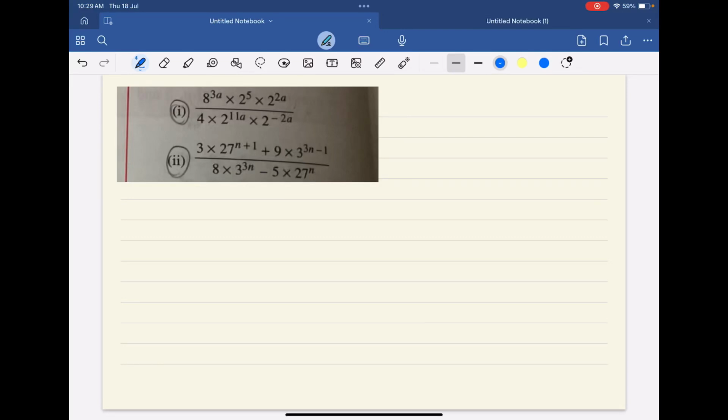Hi students, today we are going to solve two questions from exponents. These are important questions, and before I start solving the questions, let us quickly revise the properties of exponents.